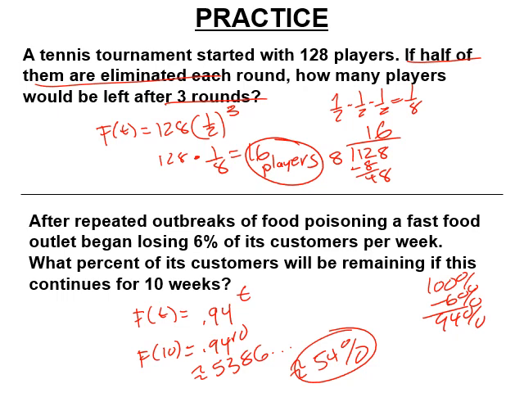If you're losing 6% a week, 10 weeks later, you'll have only 54, a little more than half of your customers will go there. Now notice, it's not as bad as 60%. That's because instead of going straight down, it starts fast, but then it curves, right? It curves.